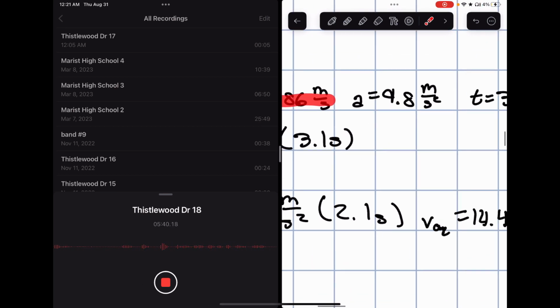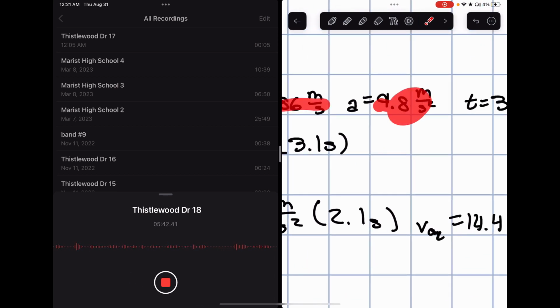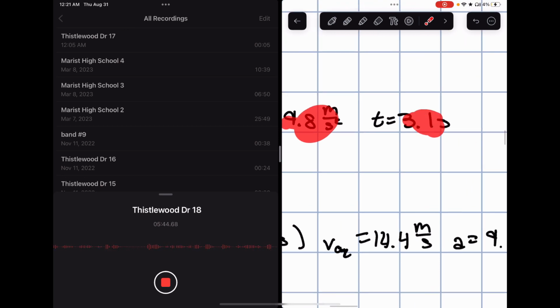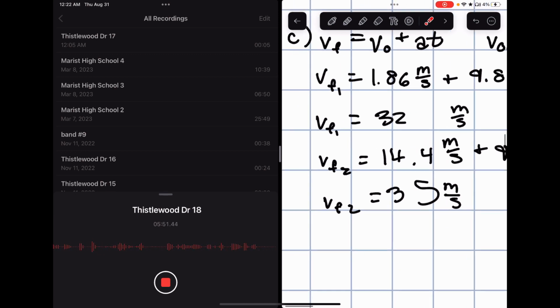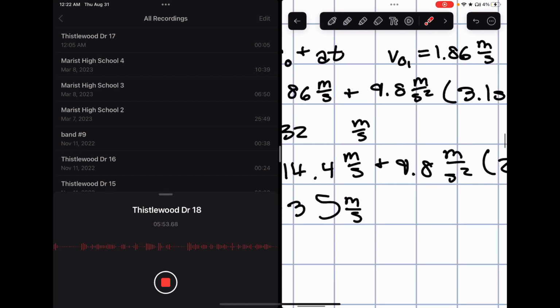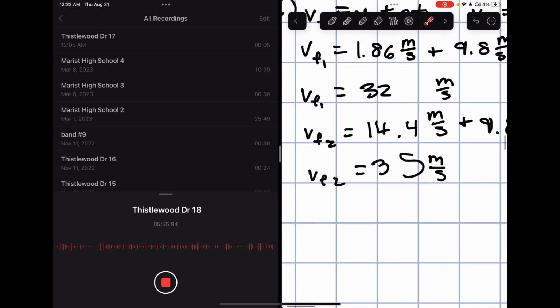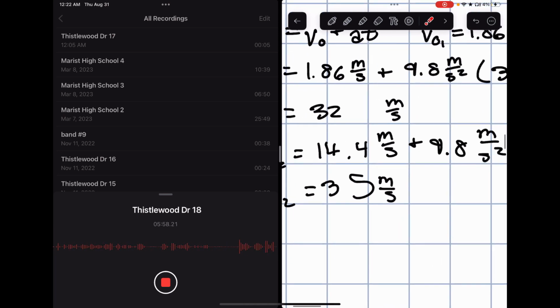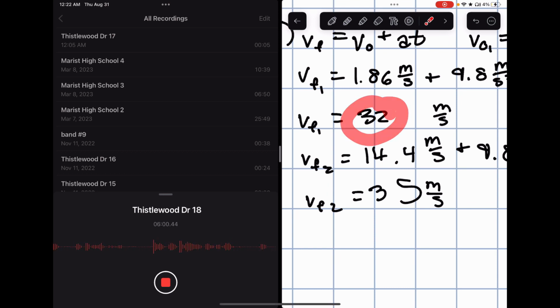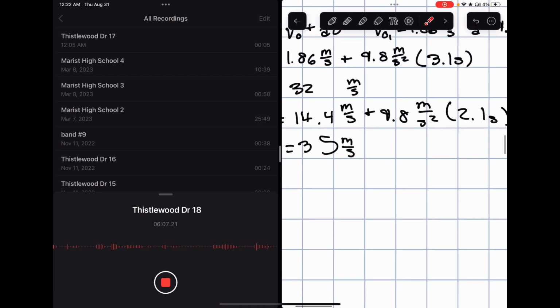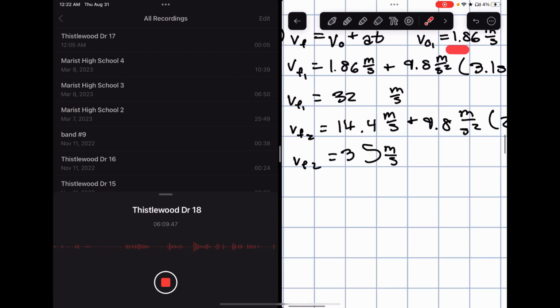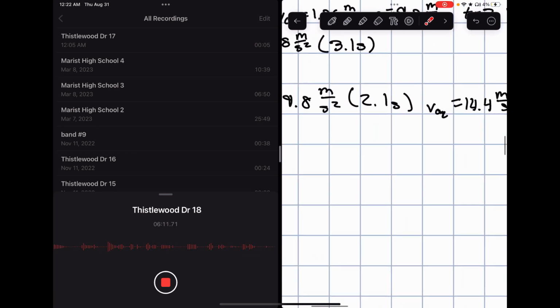I have listed out all of my givens again. So for the first stone, we have 1.86 meters per second. Acceleration is 9.8 again, and the time is 3.1 seconds, because again, it's the first stone that we are working with. So the final velocity of the first stone equals 1.86 meters per second plus 9.8 meters per second squared times 3.1 seconds. I multiplied, I added, and I got 32 meters per second. So that's the final velocity for the first stone.